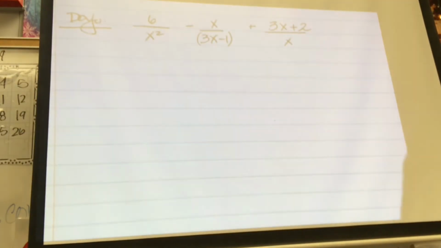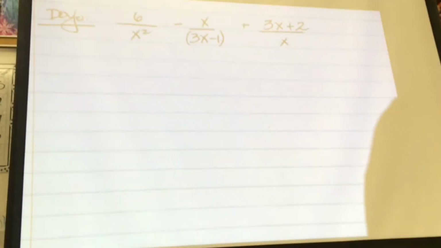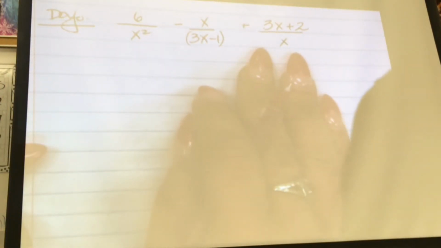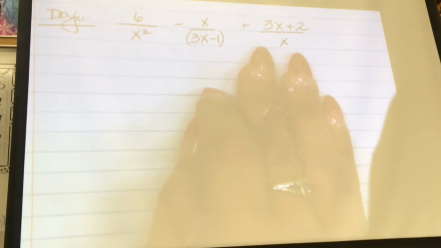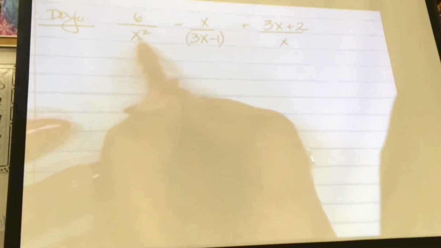Help each other out if you need it. Find the common denominator. What's the first thing I should do? Check if they have a common denominator. Do they have a common denominator? All right, what does this guy have? X times x, very good.